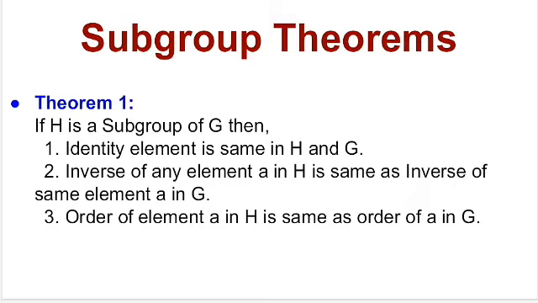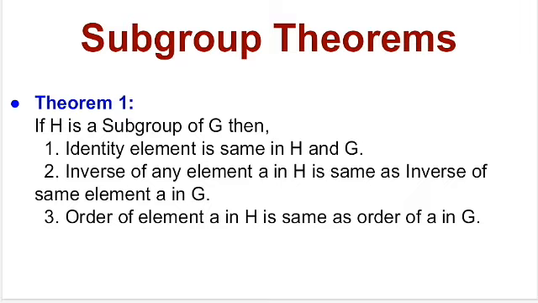Okay, so now we will start theorems. So the first theorem is: if H is a subgroup of G, then the identity element is the same in H and G. The inverse of any element A in H is the same as the inverse of the same element A in G. The order of element A in H is the same as the order of A in G.